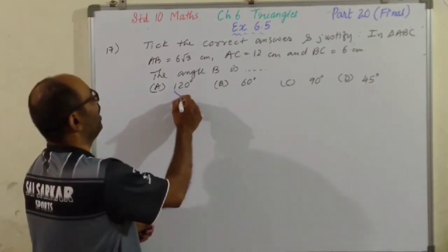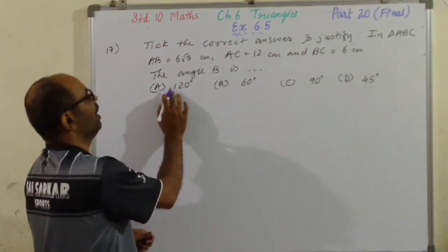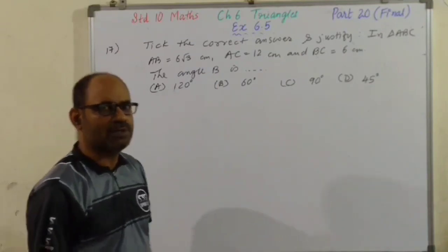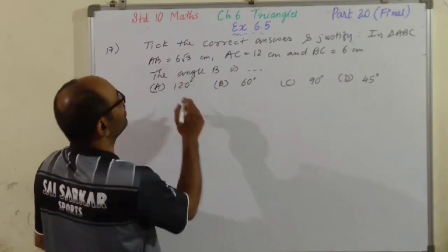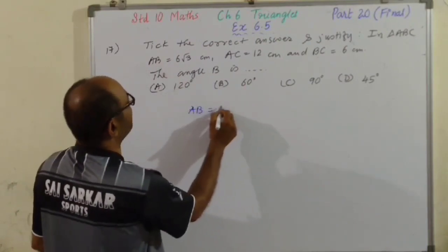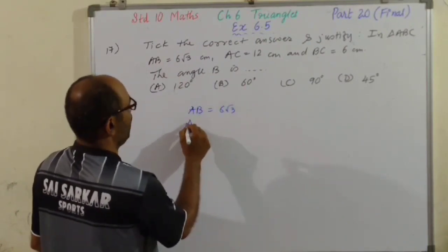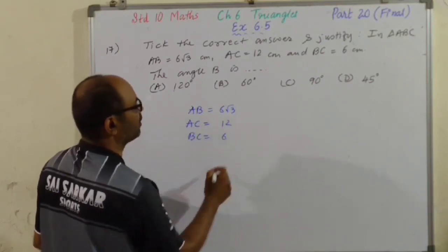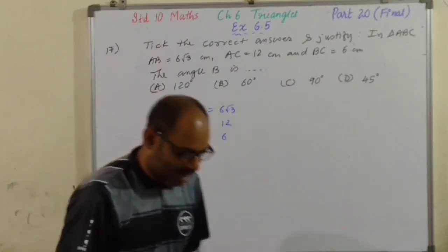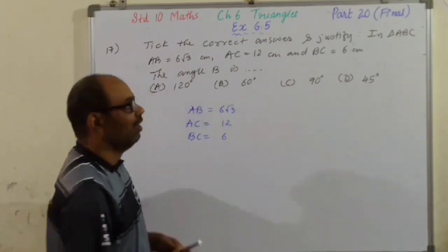ये तो हो ही नहीं सकता है. ये हो सकता है. Possible है 120 या ऑब्वियस एंगल हो सकता है. Right? चलिए. Now let's write all three sides. AB is equal to 6 root 3. AC is equal to 12. BC is equal to 6. आपको कौन सा ट्राइंगल है याद करो.